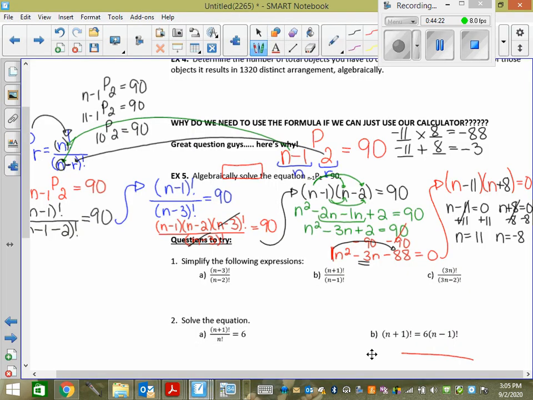So this one's good. What about negative 8? It doesn't work. Because if I plugged it in, it would be negative 9 P 2. Plug it into my calculator, it's an error. So I circle it, cross through it, and I say extraneous.